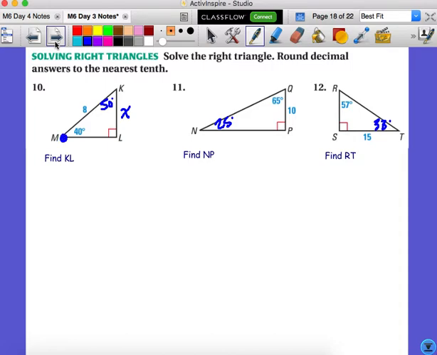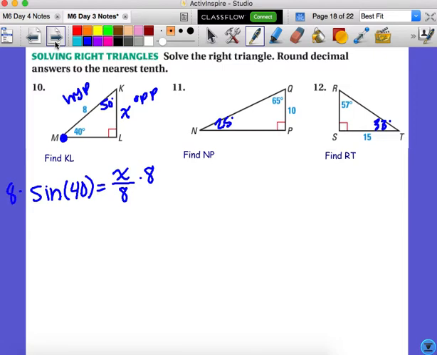It doesn't matter which one. Once we've decided where we're going to look from, we're going to label. And I have opposite and hypotenuse. The trig function that talks about opposite and hypotenuse is the sine function. So the sine of 40 should equal x over 8. To get x by itself, we multiply by 8.